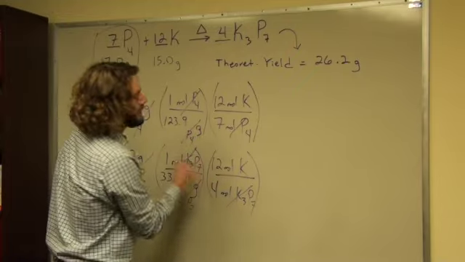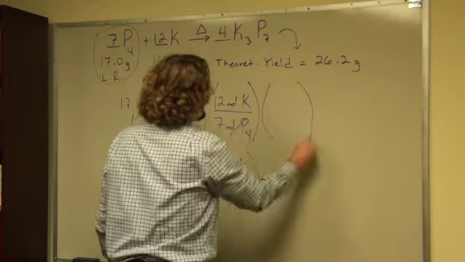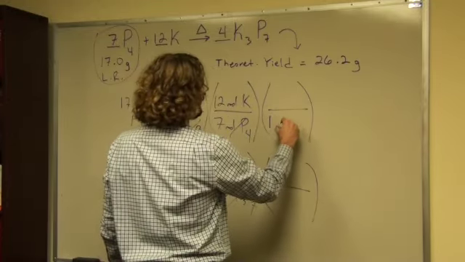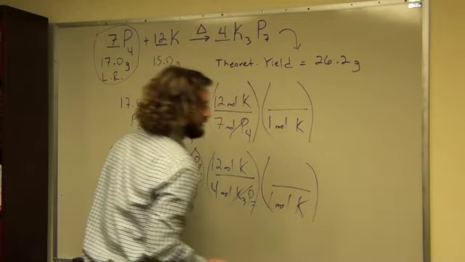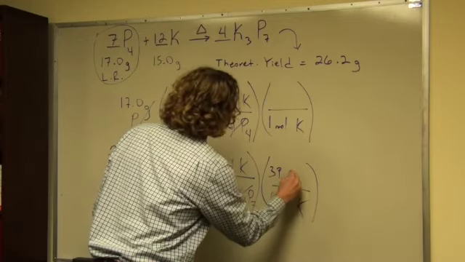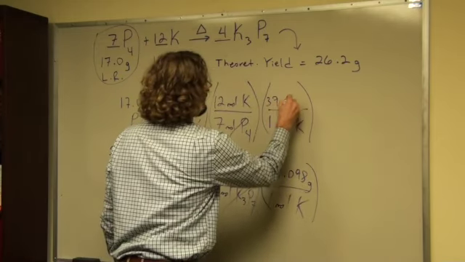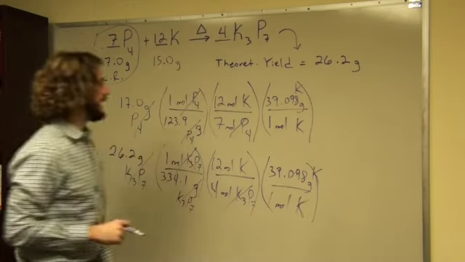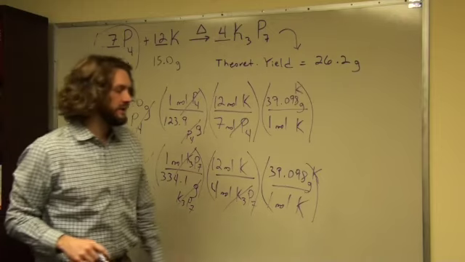All we need now to finish it up, to get back out of the realm of moles, is the molar mass of potassium in each of these cases. So for every 1 mole of K, that's going to be some number of grams of potassium. It's going to be 39.098 grams of potassium. Okay? So now all we have to do is crunch the numbers in our calculator.